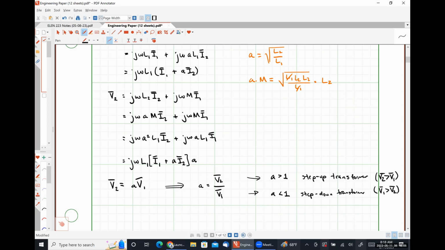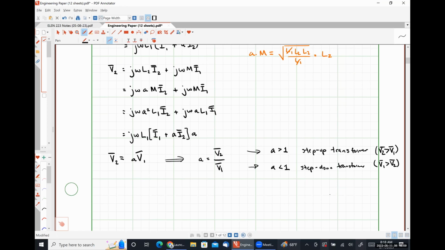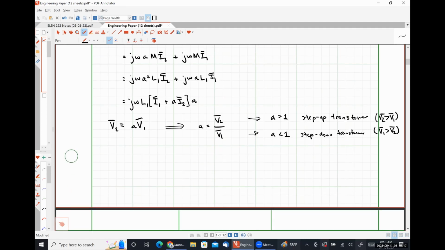Okay. All right, so let's look at the power supplied by our primary side here, right? So the power on our primary side, which we're going to call 1, must be equal to the power on the secondary side, right? We have a closed system, so power in must be equal to power out. So that would mean that V1 times I1 conjugate must be equal to V2 times I2 conjugate. We know that V2 is equal to A times V1, right?